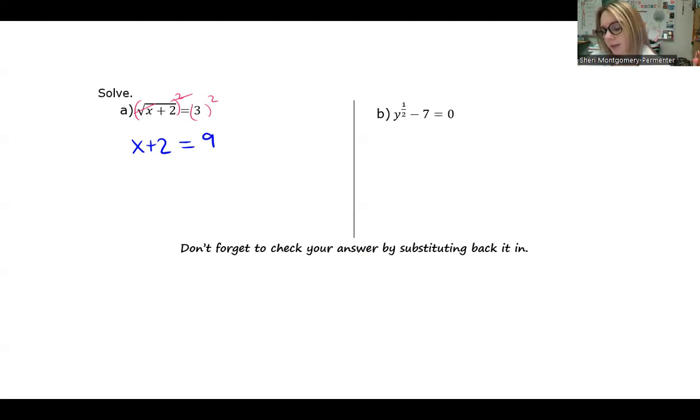This just turned into a simple one-step equation. I have one last step left. What is it? Very good. I subtract 2. 9 minus 2.